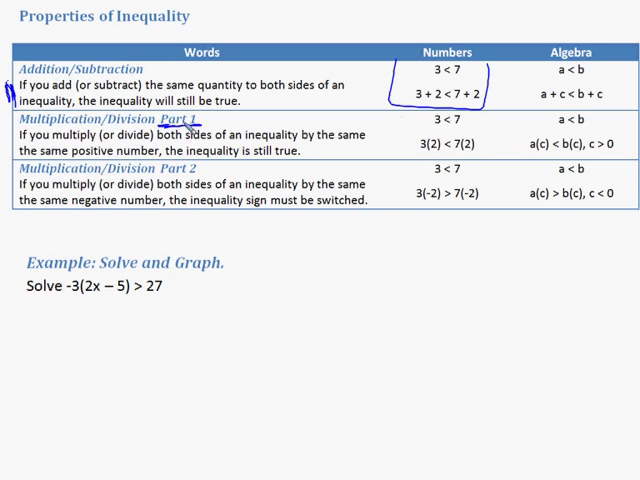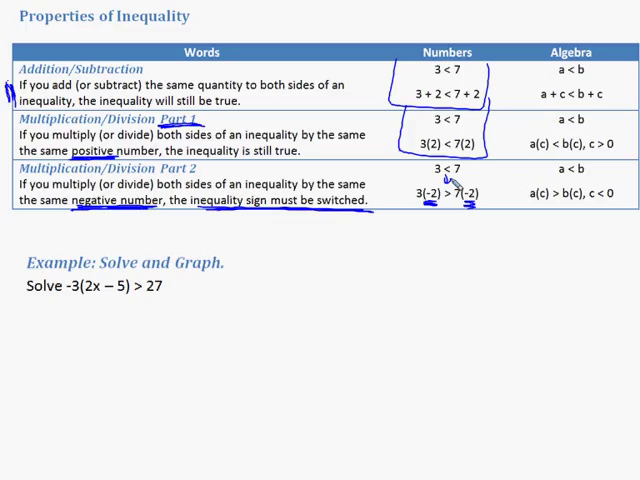We put a part 1 here for multiplication and division. If you multiply or divide both sides by the same positive number, the inequality is still true. So that holds true. But part 2, if you multiply or divide by a negative, the inequality sign must be switched. So when we multiply both sides here by -2, the less than sign got switched to a greater than sign.